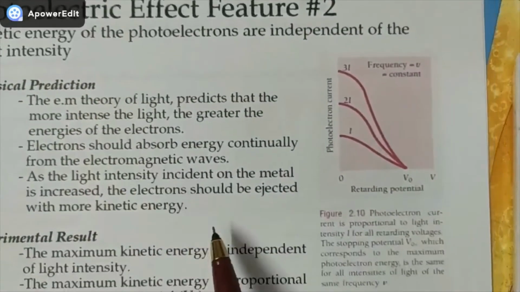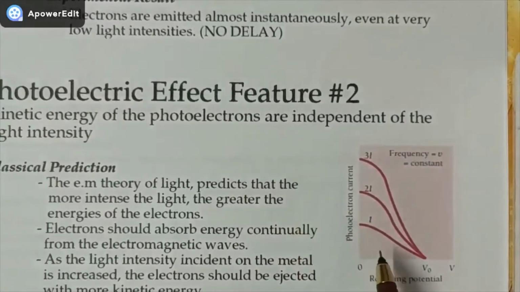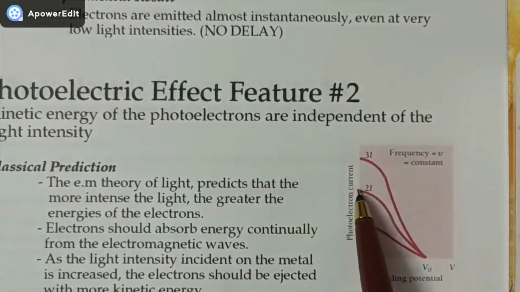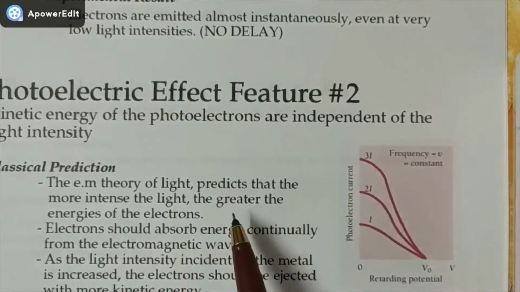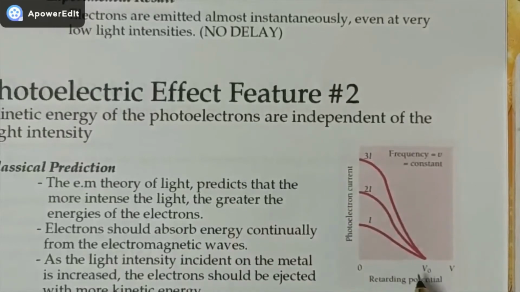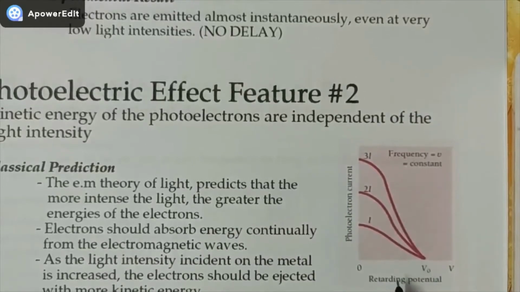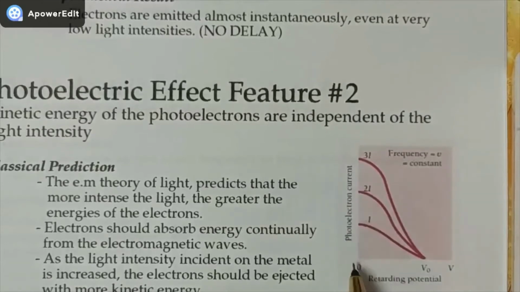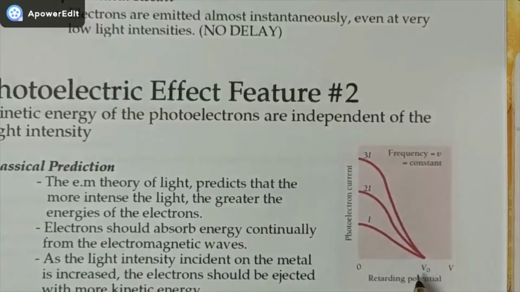We can see from this figure that on this axis we have the photoelectron current, the current due to the electrons which are coming from the metallic surface. On this side we have the retarding potential. You can see V0. V0 is the stopping potential at which the current goes to zero. So the x-axis is the retarding potential.